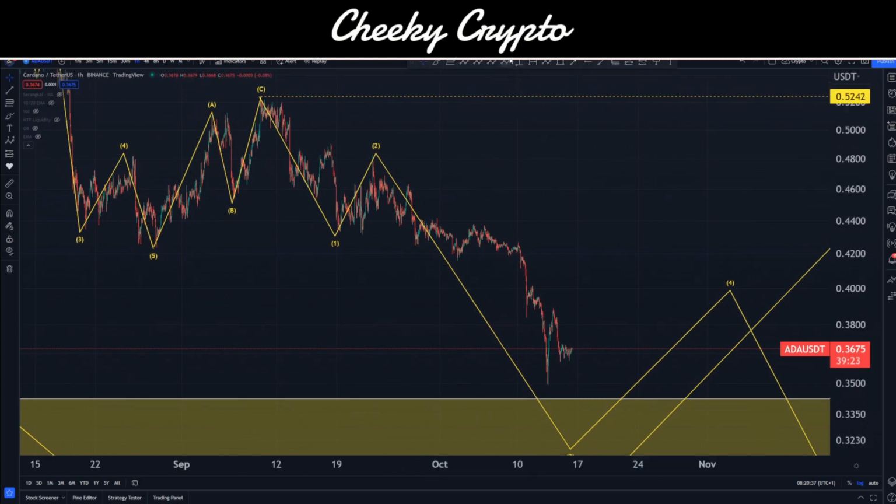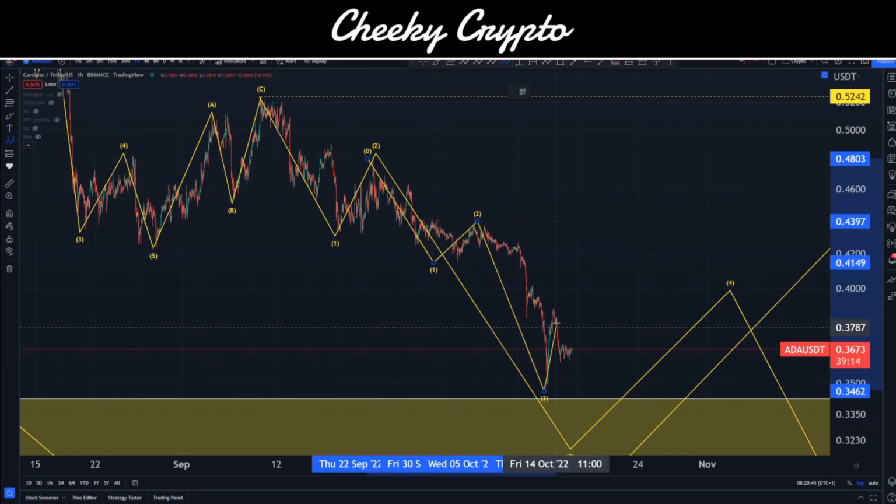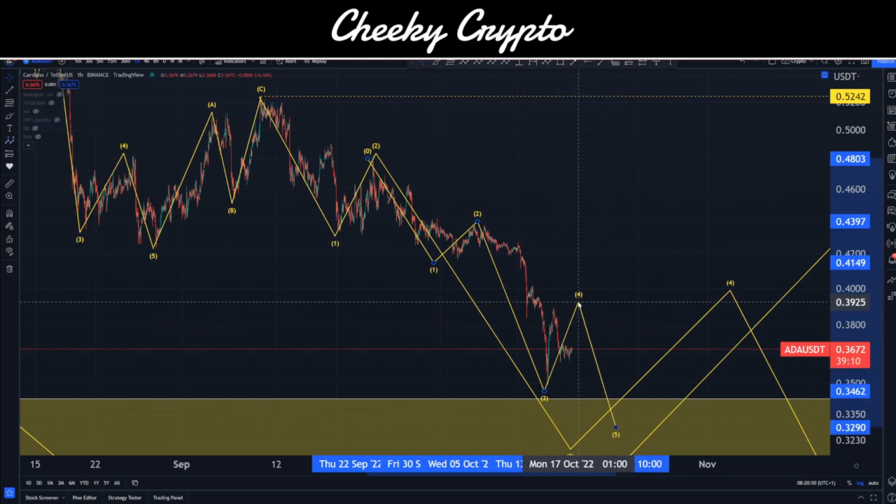The reason for this is if we go ahead and draw this in, we can see here that we end up with this point right here. I think that's actually going to mark it there, and potentially coming down more here. So we're going to keep a close eye on that.